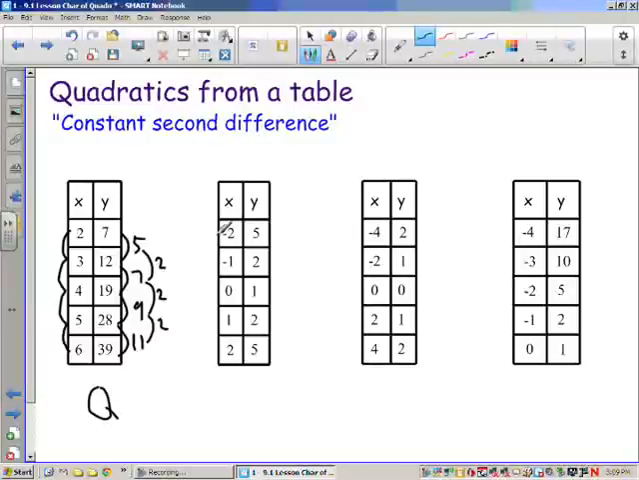Come over to this one, verify the left side. It looks like it's increasing by 1. And then we look here, we do 2 minus 5. That's going to be a negative 3. 1 minus 2 is negative 1. 2 minus 1 is 1.